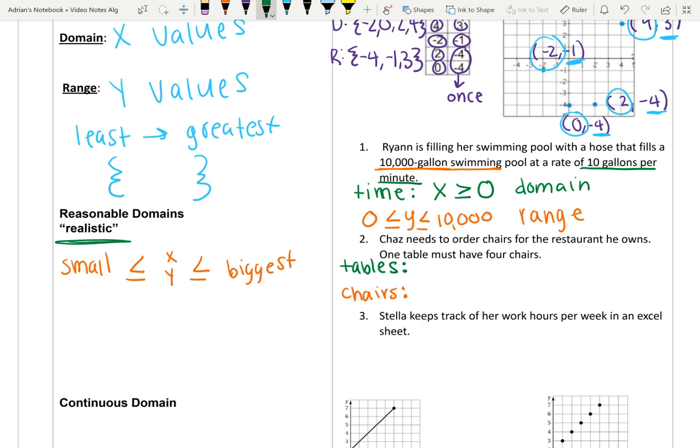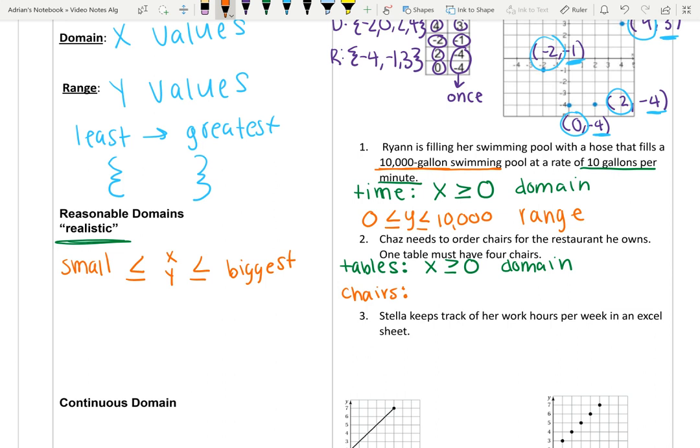So we're just going to assume there's unlimited space since we don't know how much. But again, we can't have negative tables. So just like above, I'm going to say that my x values have to be bigger than or equal to 0. I could have no tables, but it's got to be a positive number. So for my domain, it's going to be bigger than 0.